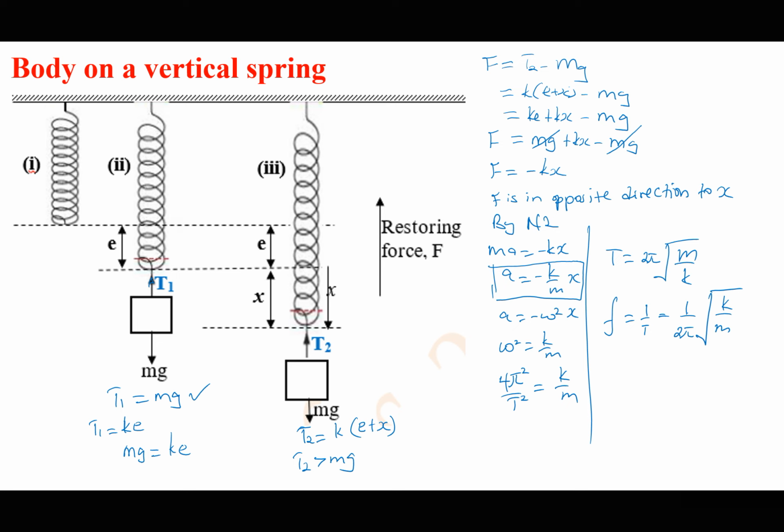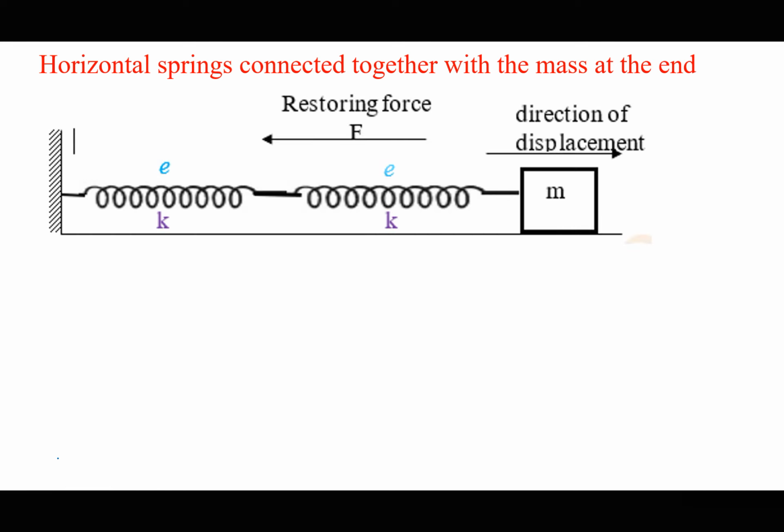Let's now try to combine springs. So let's consider horizontal springs connected together with the mass at the extreme end of the two springs. How do they behave? Of course, we know that the mass will oscillate if the surface is smooth. So how do they behave? This is what I'm talking about. You have two springs which have been joined in series, and a mass is attached to the extreme end.